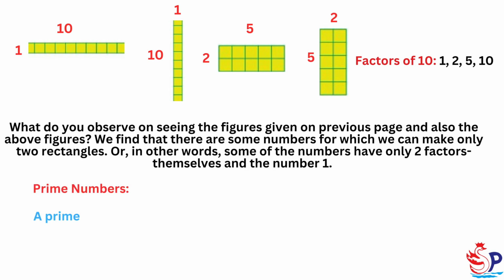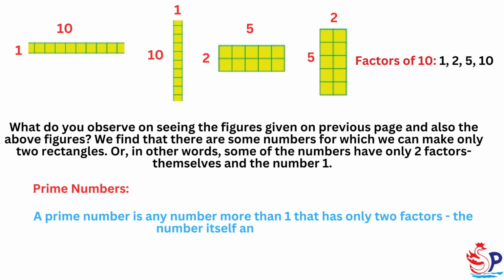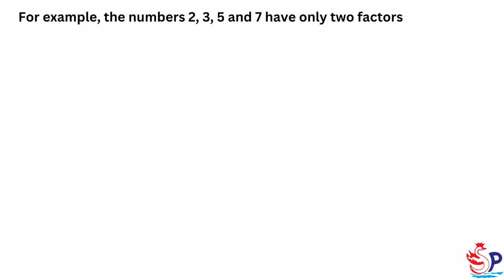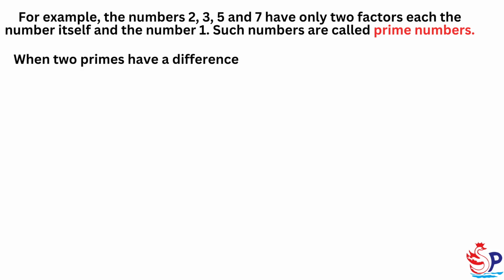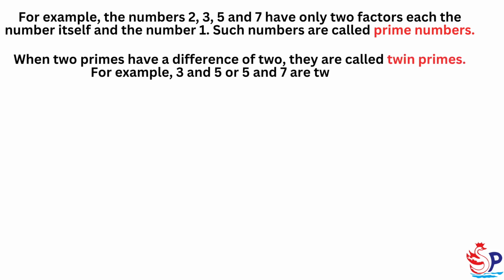Prime numbers. A prime number is any number more than 1 that has only 2 factors, the number itself and the number 1. For example, the numbers 2, 3, 5 and 7 have only 2 factors each. Such numbers are called prime numbers. When 2 primes have a difference of 2, they are called twin primes. For example, 3 and 5 or 5 and 7 are twin primes.